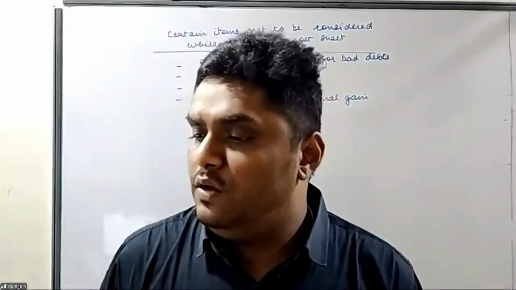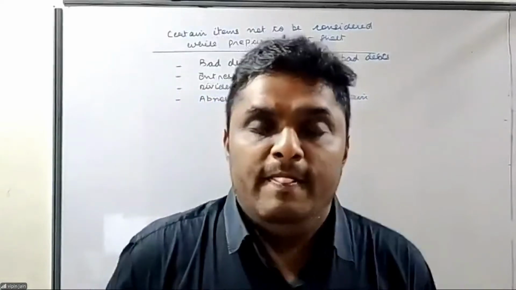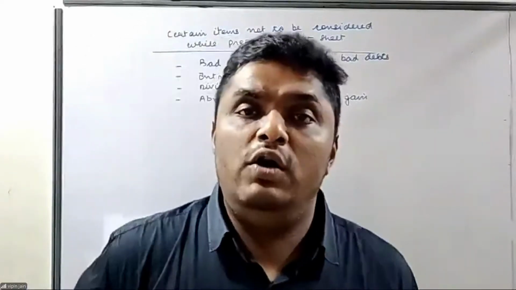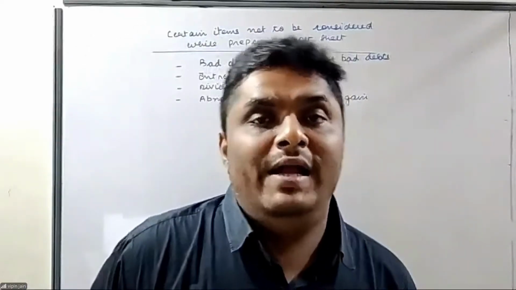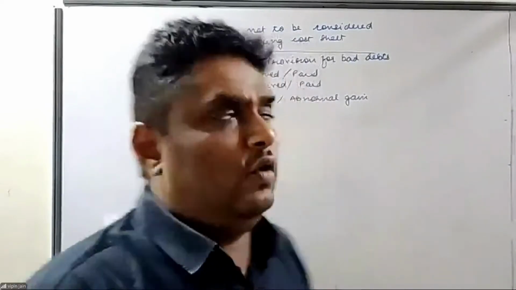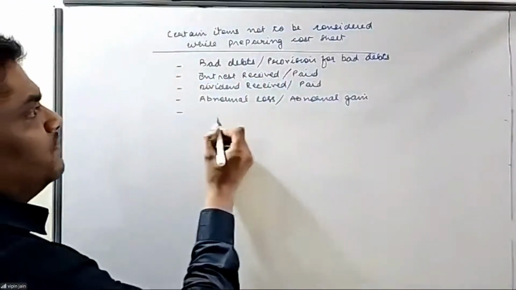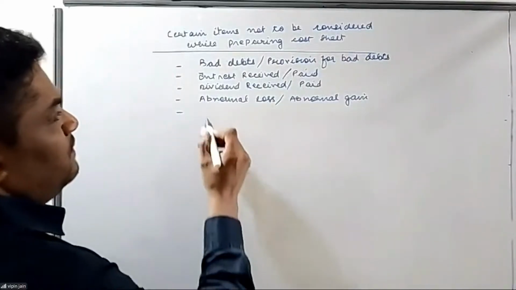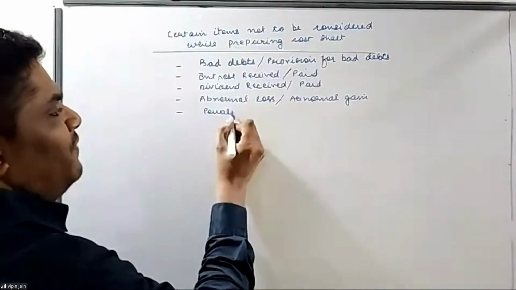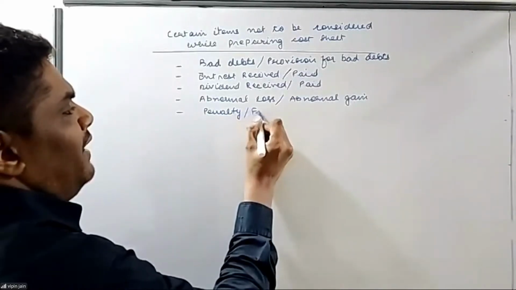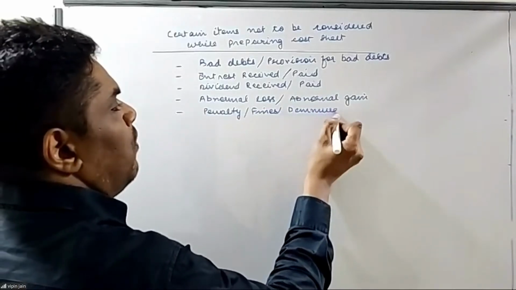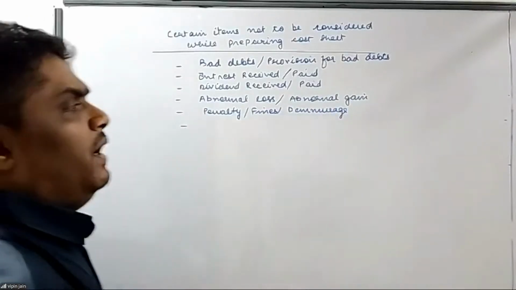So I think one of the students mentioned, what about the abnormal loss? So abnormal loss by whatever name called, whether while purchasing the raw material or any sort of abnormal loss in the factory, it will never form part of cost sheet. So we can say penalty is a type of abnormal loss, penalty or fines or demurrage. It will never form part of cost sheet.